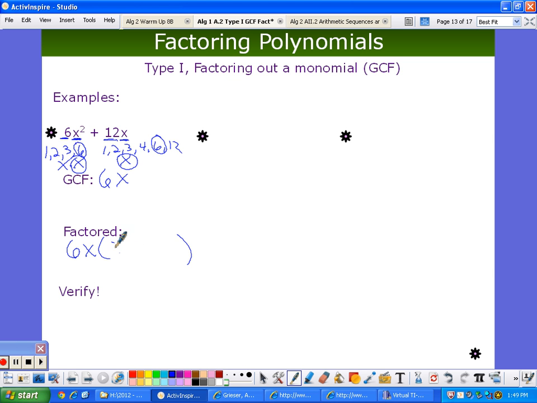X. Now, if you're having trouble seeing it, if 6x times something is that, you can find it by dividing. 6x squared divided by that greatest common factor is x. Okay, 6x times what gives me 12x? Yeah, what do we get? 2. Now, here's the verification step.